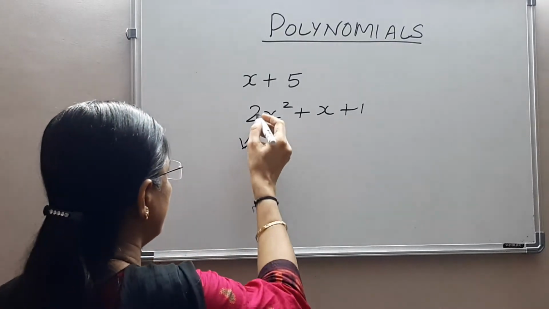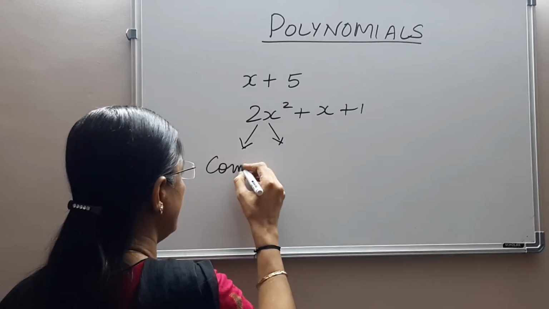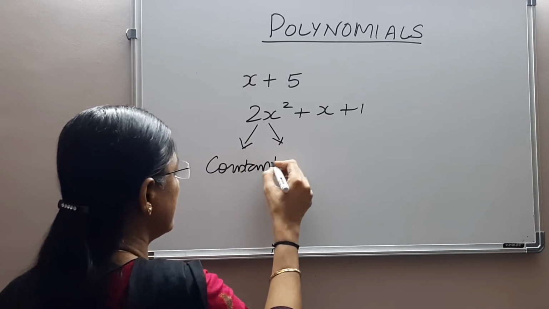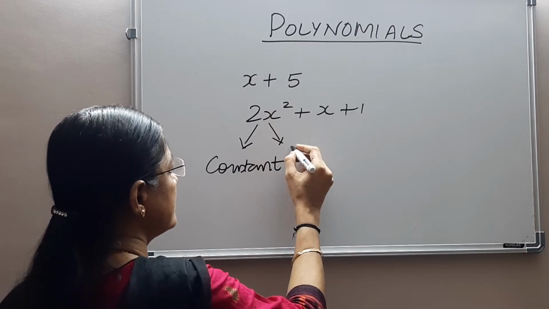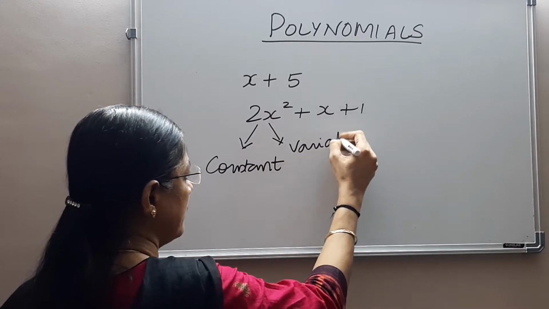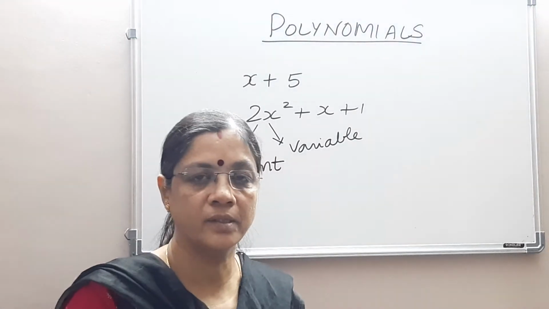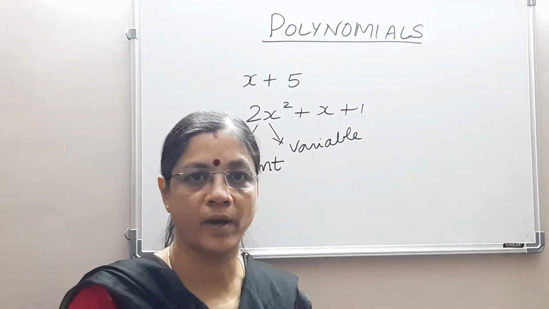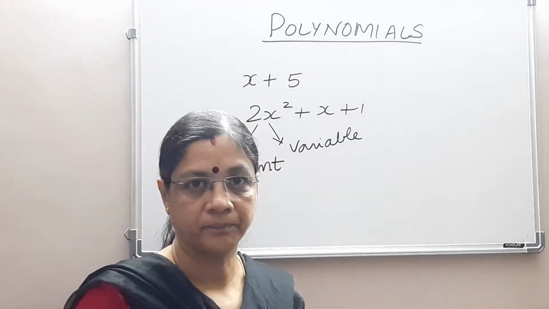Okay, so the number 2 is a constant. It is called a constant because the value of 2 doesn't change. It is 2 throughout, isn't it? Now what is this x? x is called a variable. What is a variable? Whose value changes. Isn't it? We can assign any number of values to the literal x.